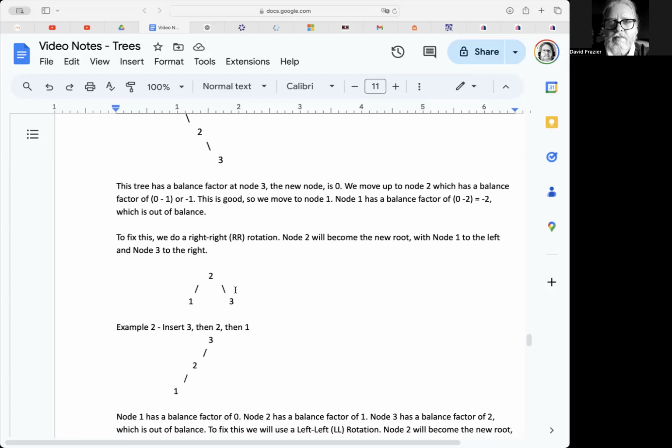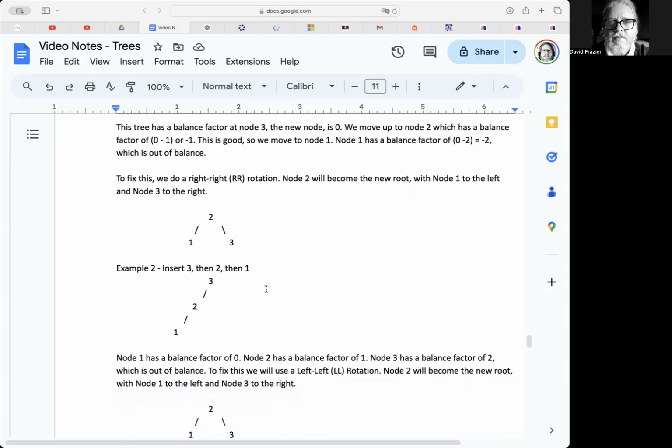Node 2 is now the root. Node 1 follows over there. Node 3 follows over there. And if we look, 1 and 3, of course, are leaf nodes and have a balance factor of 0. 2 also has a balance factor of 0, the 1 minus 1. So that's the right rotation.